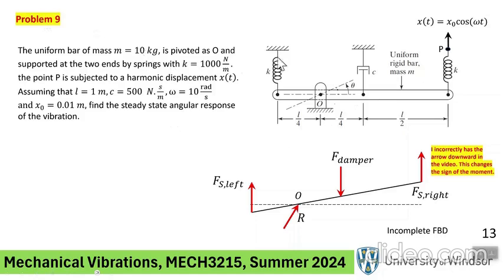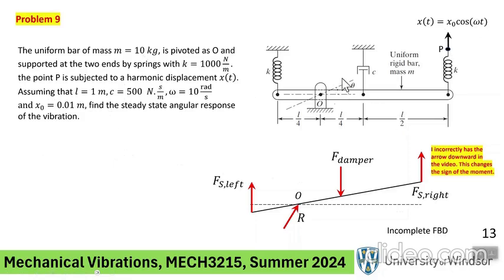We know the mass, we know the stiffness. These stiffnesses we know, and the length of this. The length is 1, and the damper coefficient is 500, and the frequency of the driving force, driving displacement actually, is 10 rad per second. Now, the amplitude of vibration of this point P is 0.01 meter.